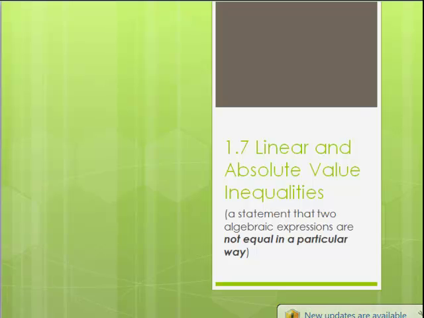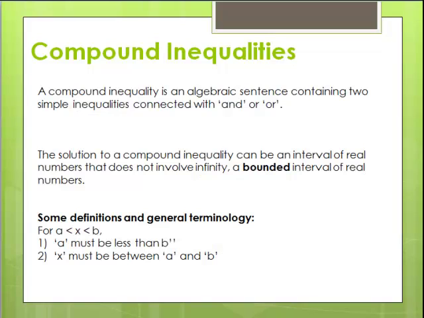This is 1.7 part 2. So a compound inequality is an algebraic sentence containing two simple inequalities connected with "and" or "or". In other words, it looks something like this.